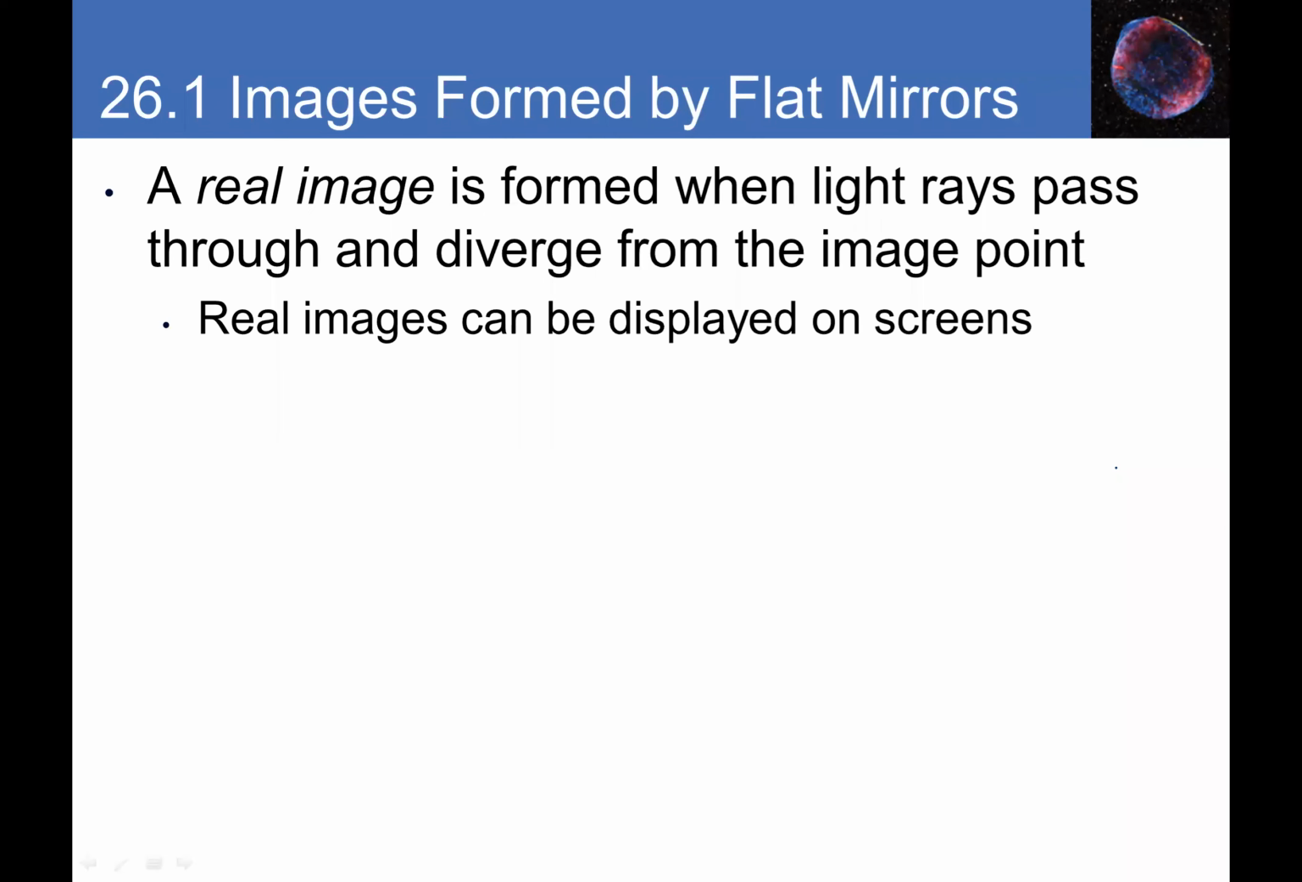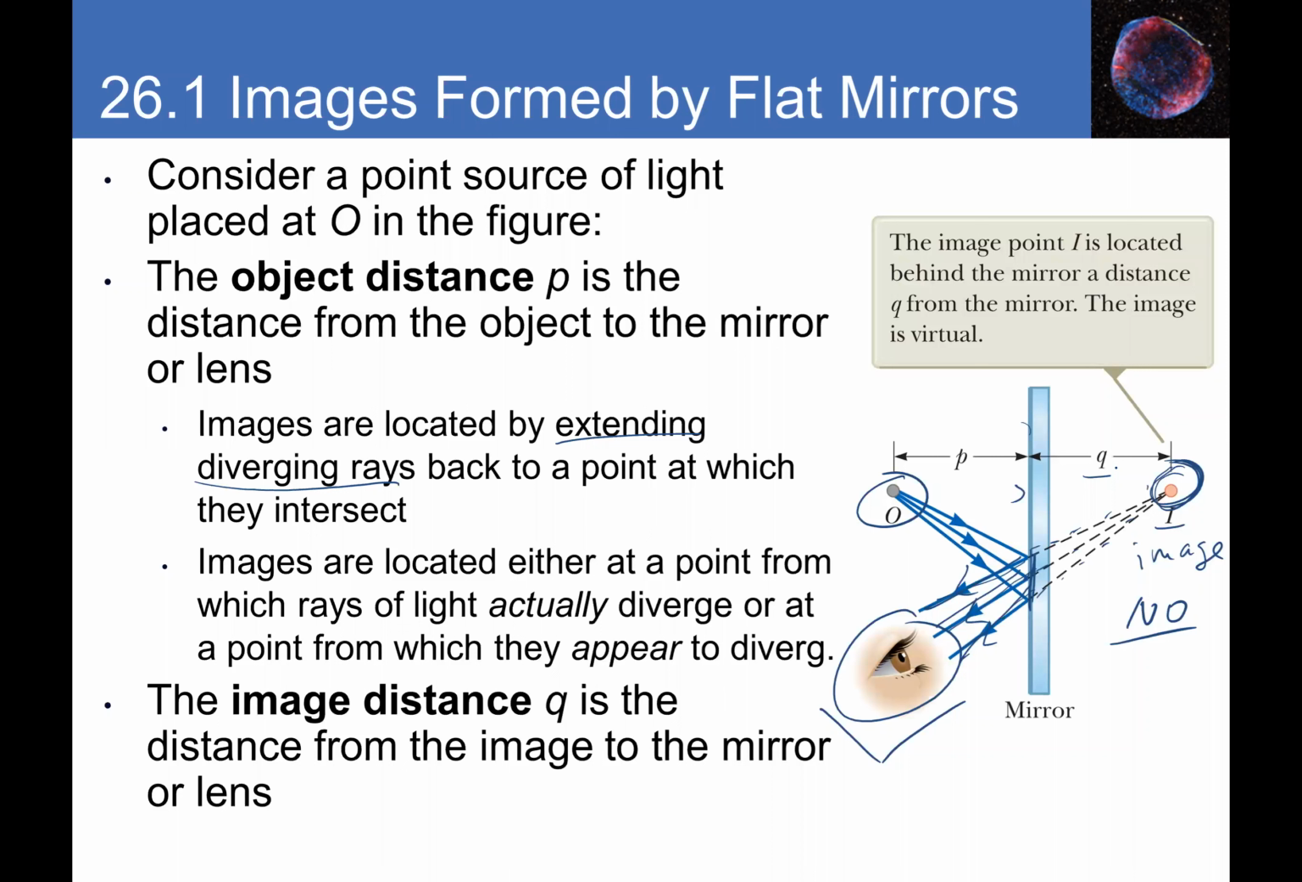Real images can be displayed on a screen. That means if the device gives you a real image, you can put a screen right there and see the image, okay? For example, let's say this is the mirror, and if I put a screen right there, there will be no image on it, because this is a virtual image. It's not an image where the actual light rays go through that point.